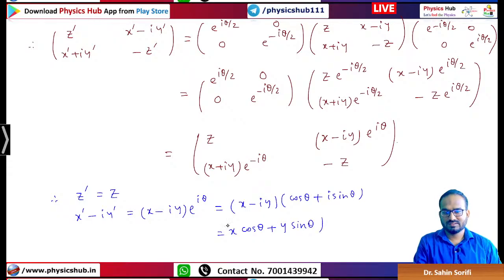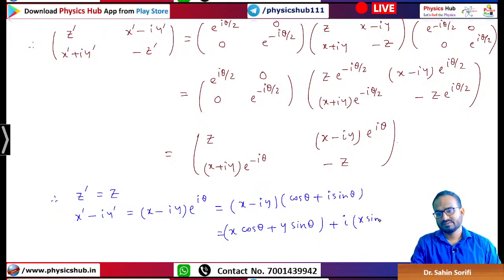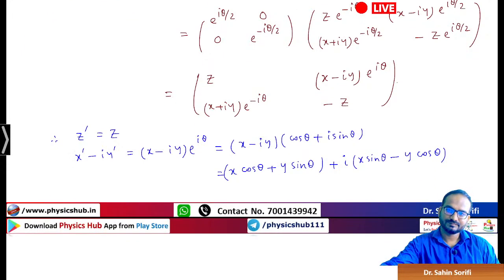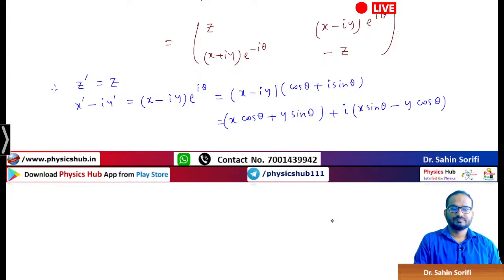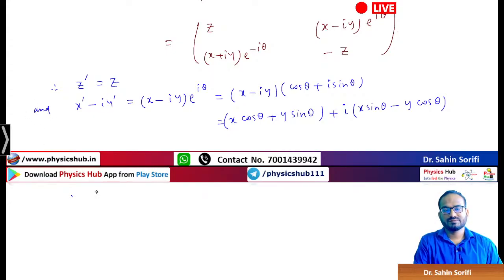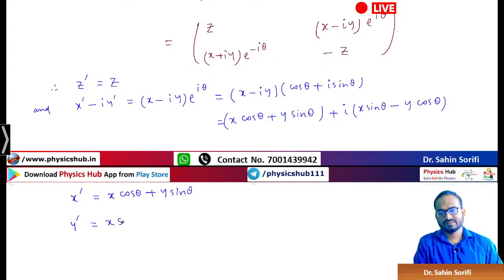So we have gathered the real part. Next we will accumulate the imaginary part. So x sin theta minus y cos theta. So we can now compare both sides. Comparing both sides, x prime is equals to x cos theta plus y sin theta, and y prime is x sin theta minus y cos theta.